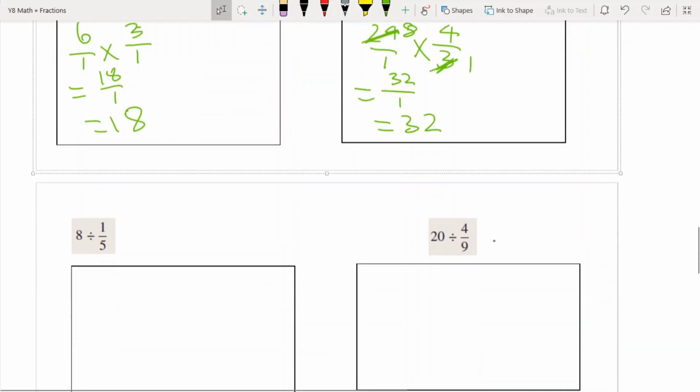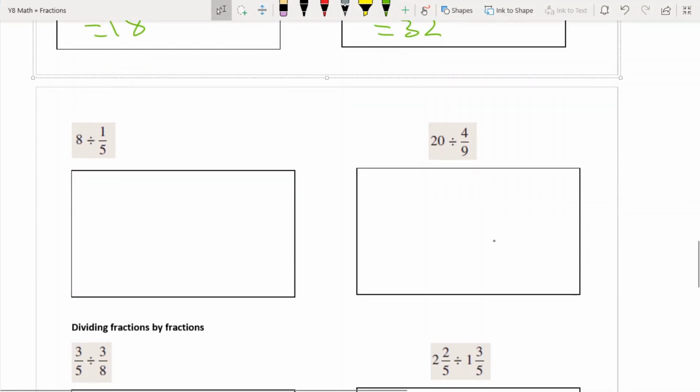Pause the video here and take a couple of minutes to work on these two questions, and then we'll go through them together.